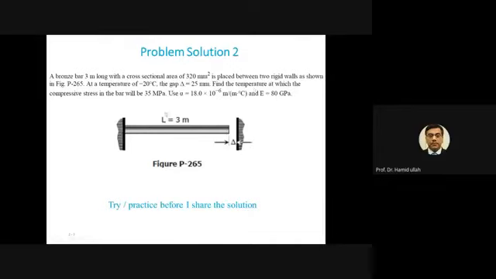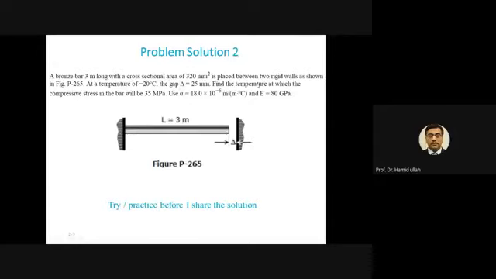You can see as shown in the figure. At a temperature of minus 20 degrees C, the gap is equal to 25 mm. When the temperature is minus 20 degrees C, there will be this much gap between this body, which is made of bronze, and this support on the right side.